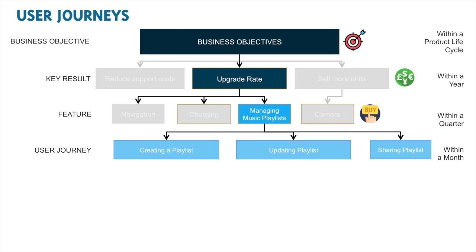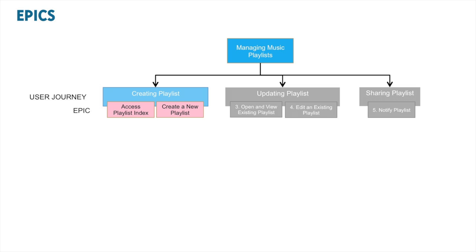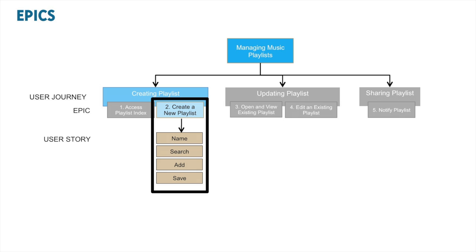In our working example, the delivery of the core feature, managing a personal music playlist, we see that it consists of three key user journeys: creating a playlist, updating a playlist, sharing a playlist. As shown in the infographic, the Create a Playlist user journey consists of two epics: Access Playlist Index and Create a New Playlist, with each epic consisting of a number of user stories.